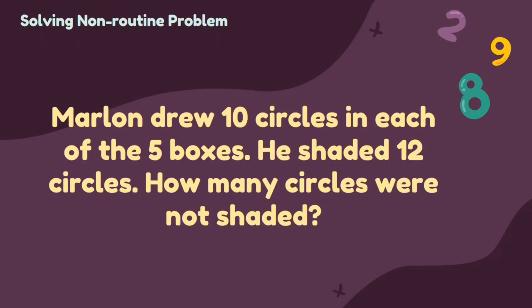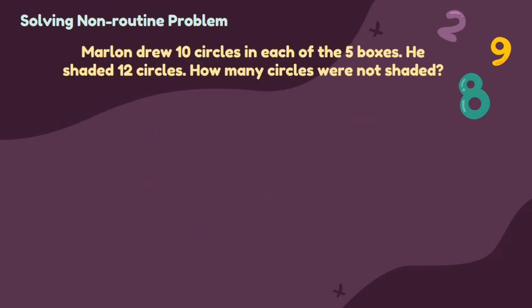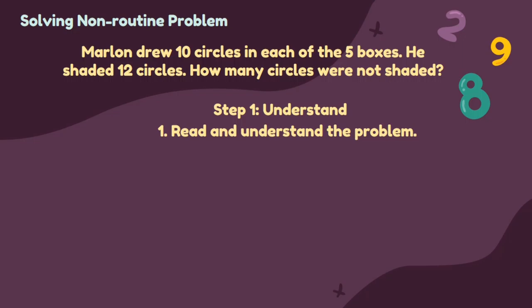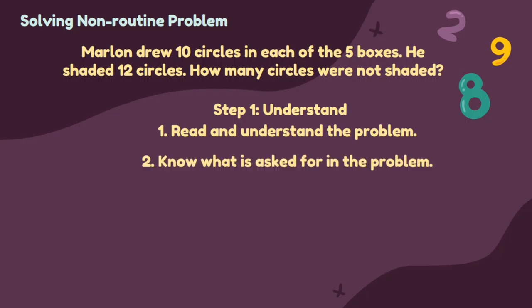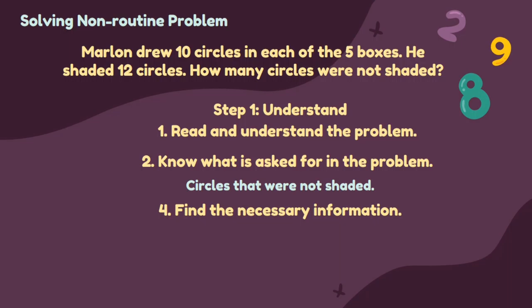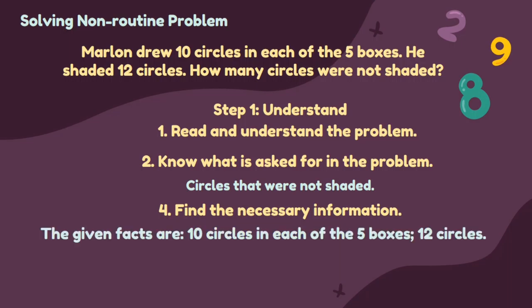Let's try to solve this non-routine problem. Marlon drew 10 circles in each of the 5 boxes. He shaded 12 circles. How many circles were not shaded? Step 1. Understand. Read and understand the problem. Know what is asked for in the problem. Circles that were not shaded. Find the necessary information. The given facts are 10 circles in each of the 5 boxes and 12 circles.